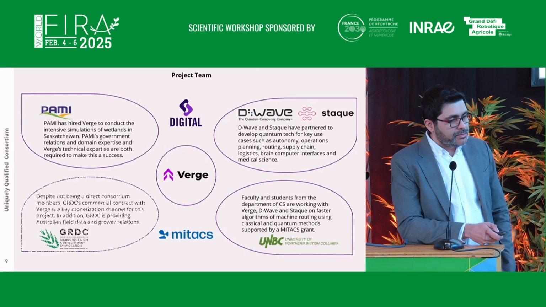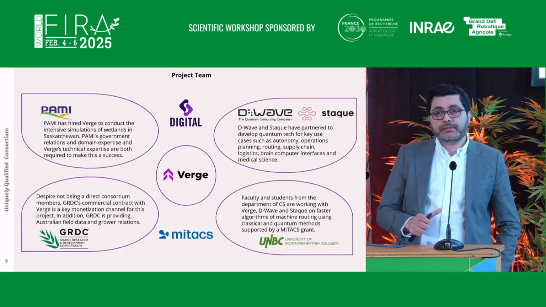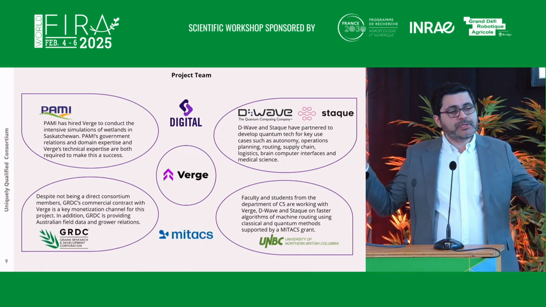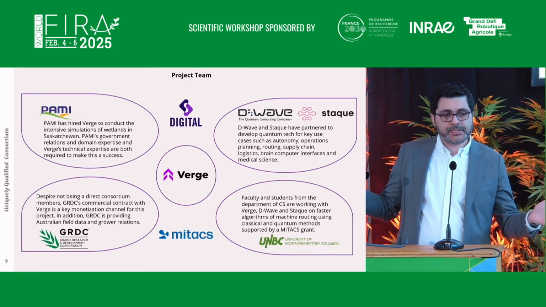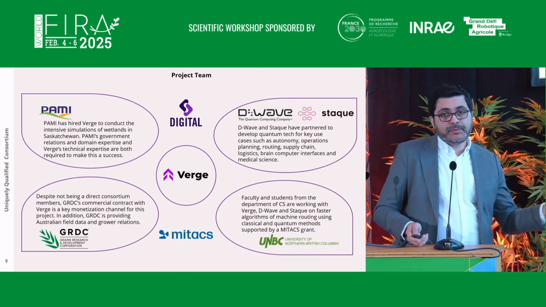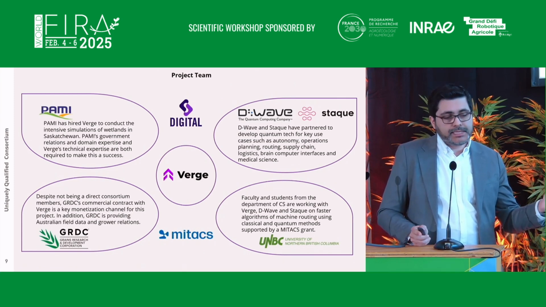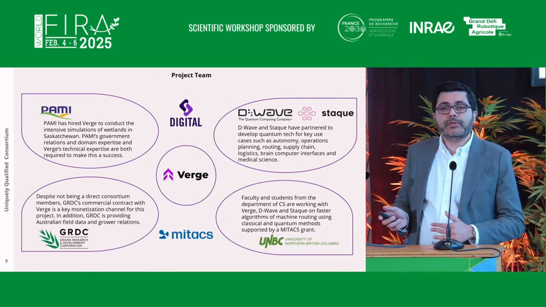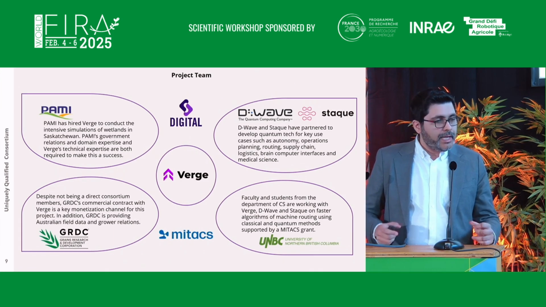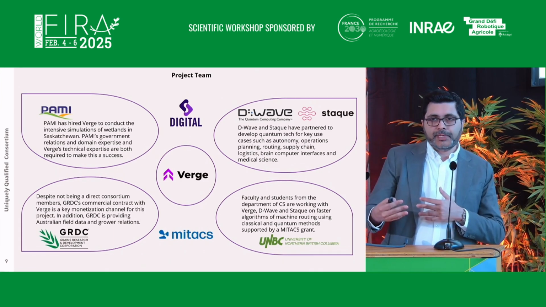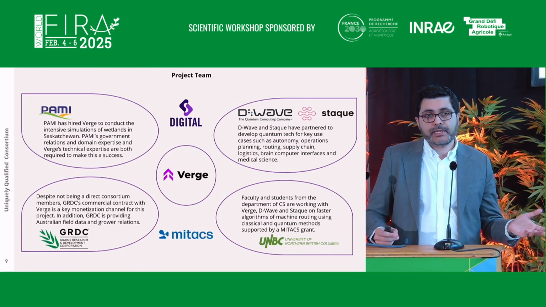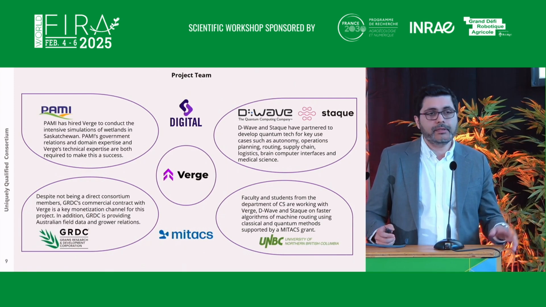Project team. So Verge orchestrated the project. Verge is the precision agriculture company that's at the center of it. But then we were supported by this whole ecosystem. So on the quantum side, we had D-Wave and Stack taking the lead. On the customer side, we had PAMI and GRDC. And then on the research side, we were collaborating with the University of Northern British Columbia Computer Science Department. And on the funding side, half the money came from the industry and half the money came from government, from the Digital Supercluster and MITEX. Both of them are in Canada.